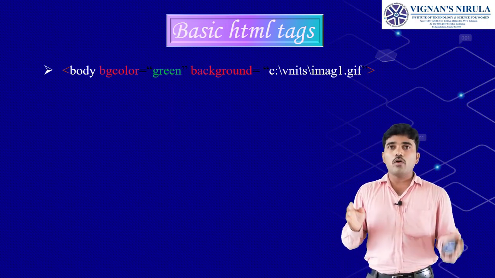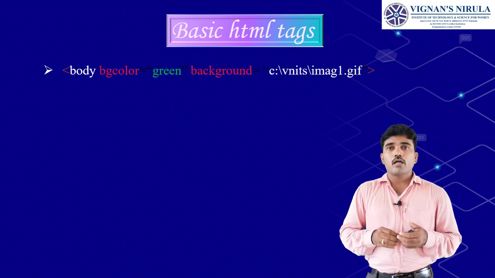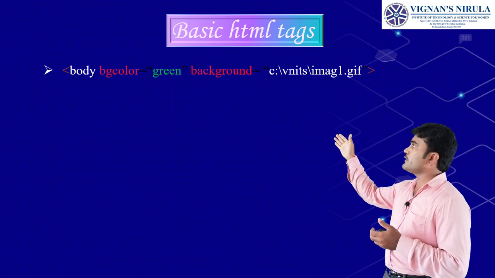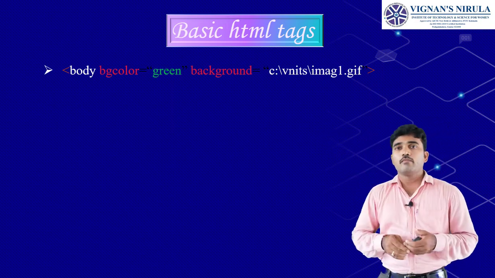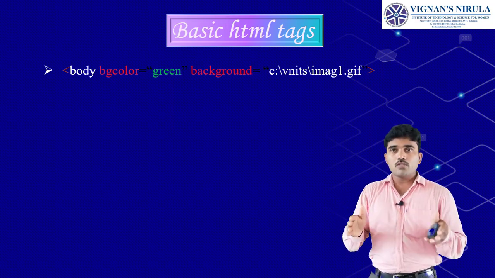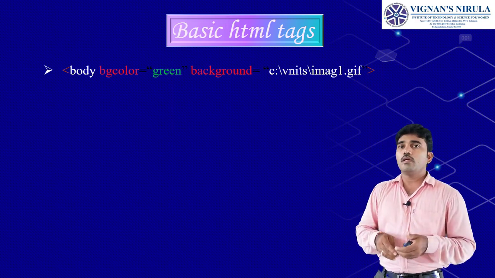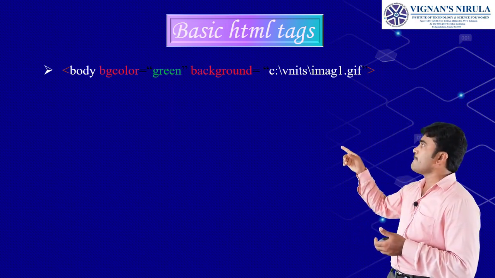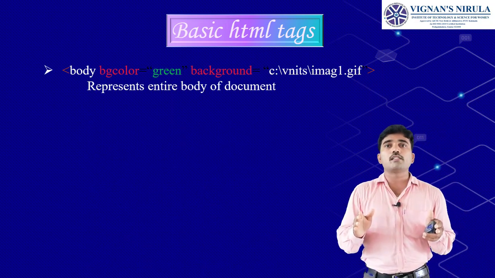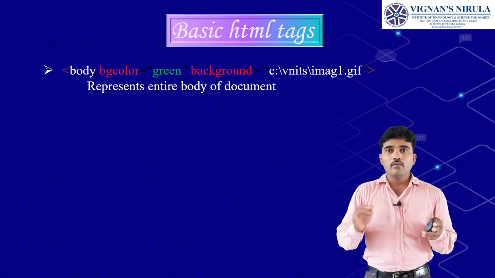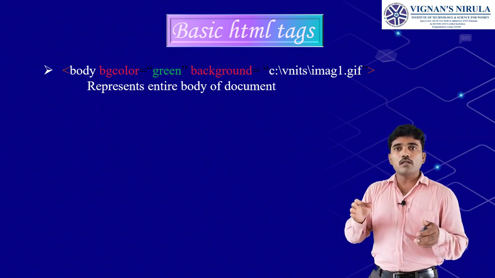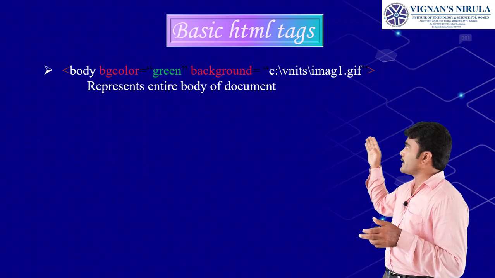It specifies the body of the entire web page, and the general syntax of this body appears like this. As usual, it starts with a left angle bracket and ends with a right angle bracket. In between, followed by body, two things are specified here. One is bgcolor and another one is background. These two are generally called attributes.